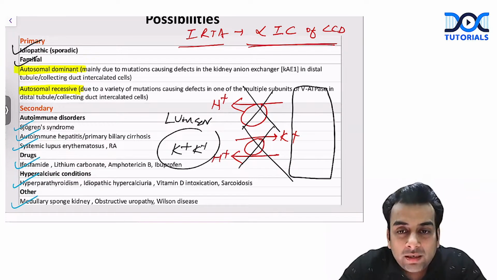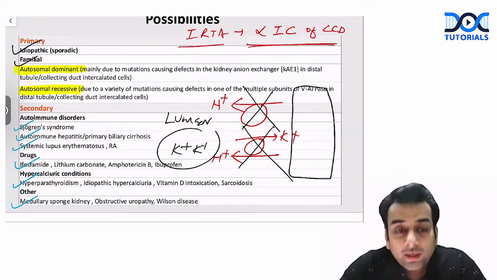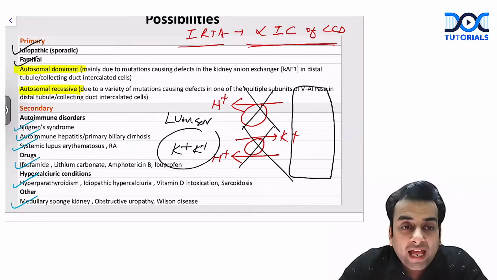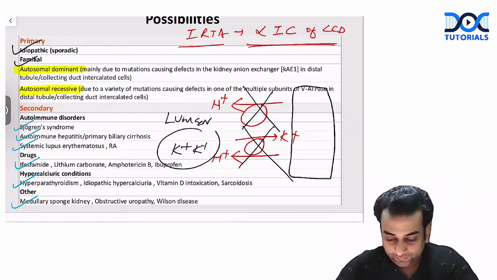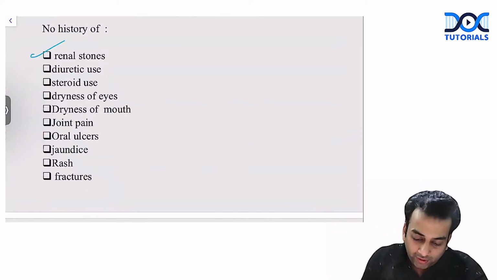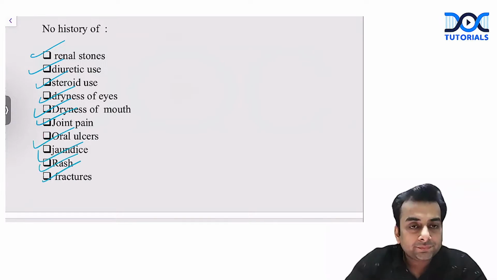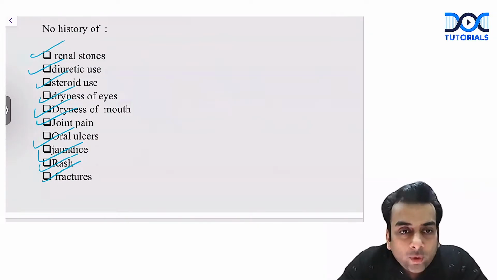So these are the causes, of which some have been ruled out and some are yet to be ruled out. And then we will go step by step to diagnose what is the etiology of hypokalemic paralysis due to type 1 RTA in this 32-year-old female. So there was no history of renal stones, diuretic use, steroid use, dryness of eyes, dryness of mouth, joint pain, oral ulcer, jaundice, rash, fracture. So literally, you do not have any point to narrow down.